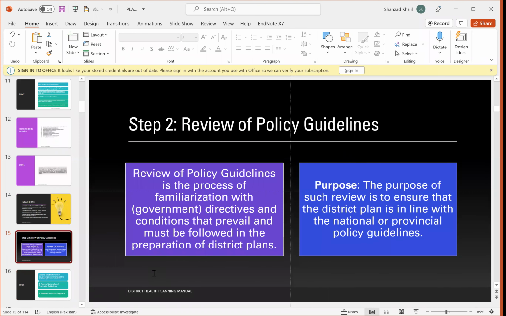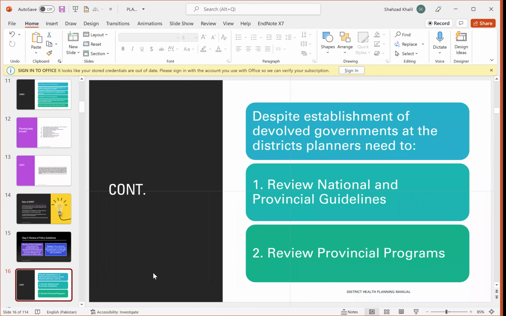Step 2, review of policy guidelines. Review of policy guidelines is a process of familiarization with government directives and conditions that prevail and must be followed in the preparation of district plans. The purpose of such a review is to ensure that the district plan is in line with the national or provincial policy guidelines. So despite establishment of devolved governments, at the district level planners need to review national and provincial guidelines and review provincial programs.